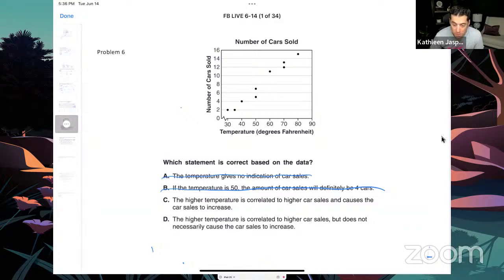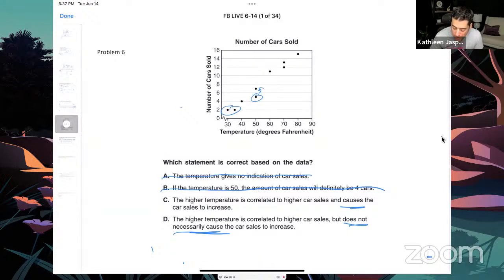The higher temperature is correlated to higher car sales, but does not necessarily cause the car sales to increase. Okay. So what is the difference? C says it's causing car sales to increase. This one says, does not necessarily cause the car sales to increase. So based on the data, this is where these two differ. C says the higher the temperature is correlated with higher car sales and causes car sales to increase. Well, that means every single one of these should be greater than the next. See how these two are the same? See how this one is below this one?